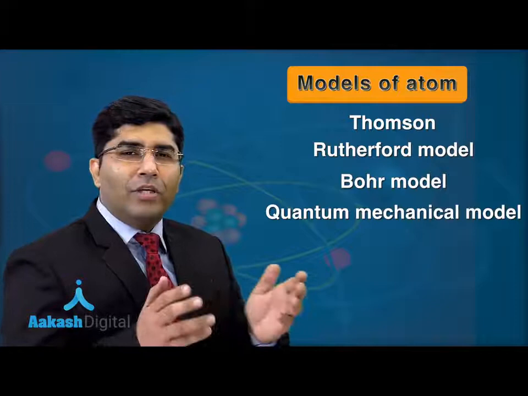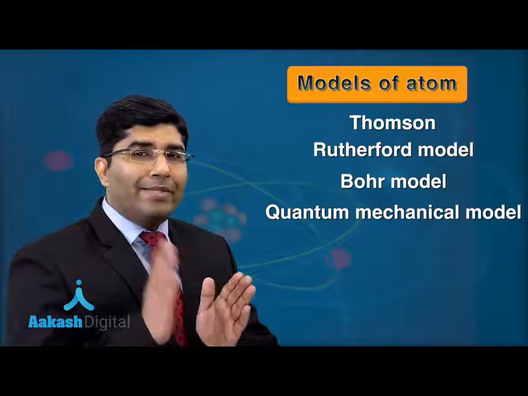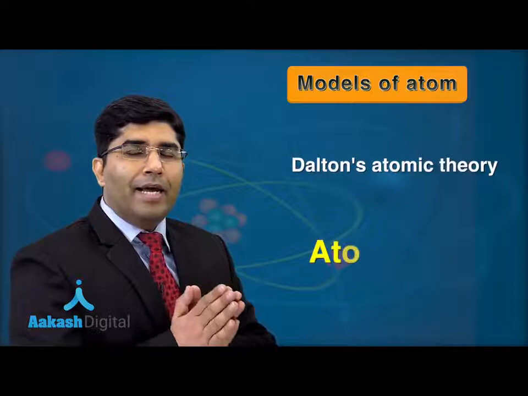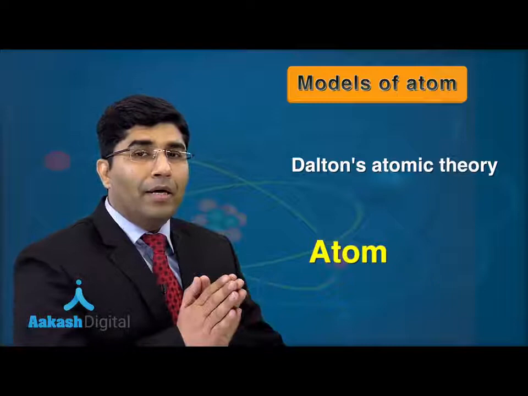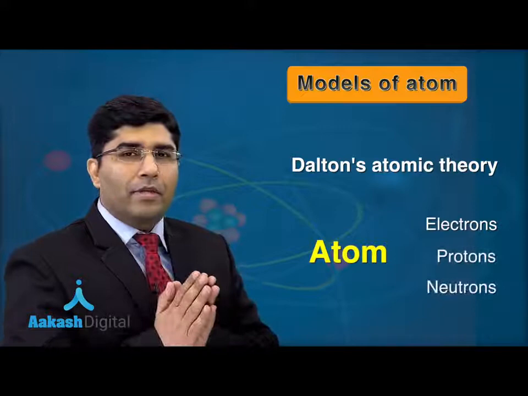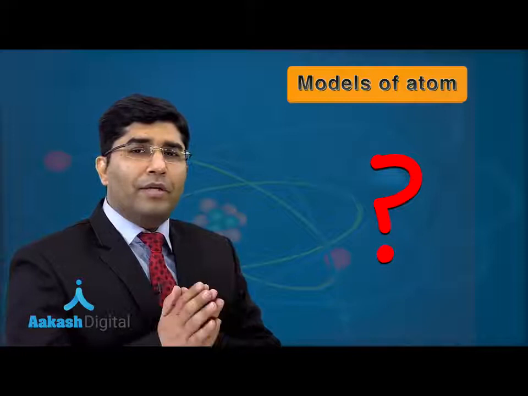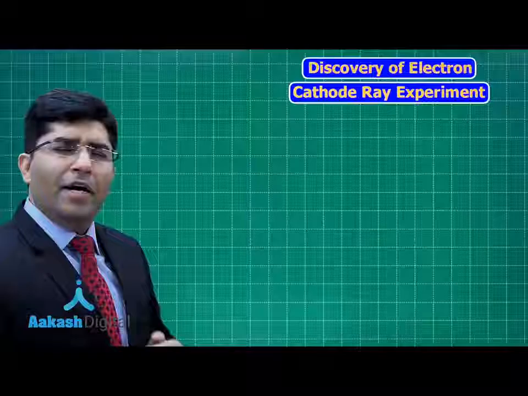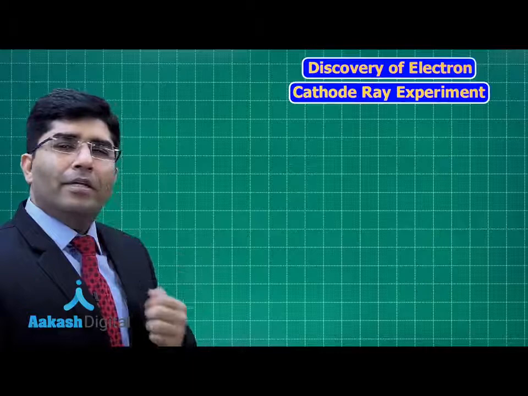In the previous chapter, we studied Dalton's atomic theory, in which Dalton said that atom cannot be subdivided into other particles. But atom can be subdivided into electrons, protons and neutrons. And we have to know how these electrons, neutrons and protons were discovered. Let's start with the discovery of electron.